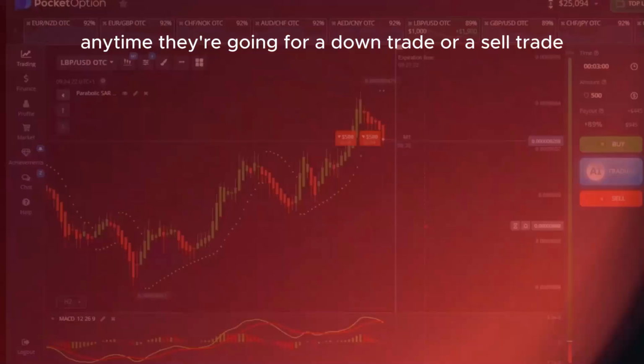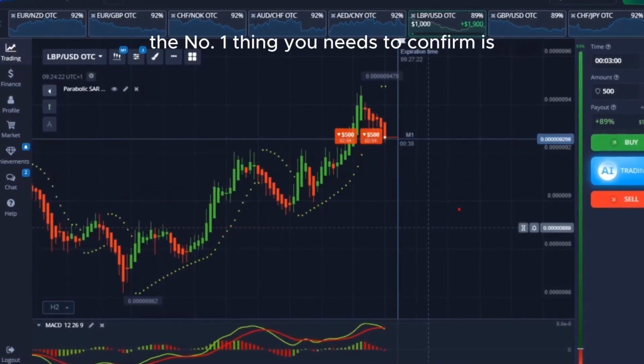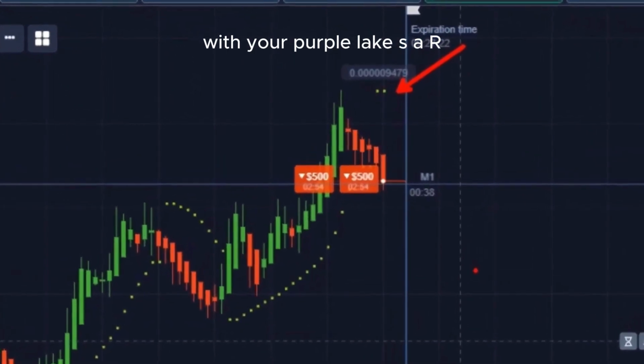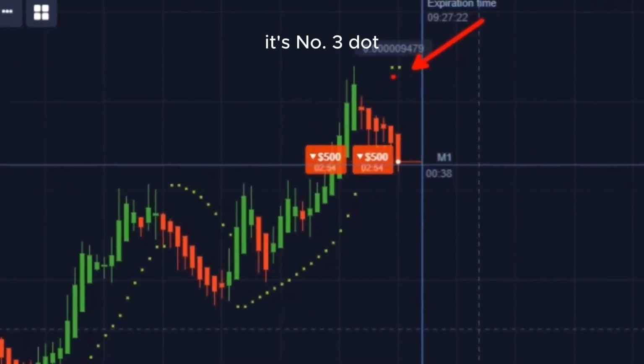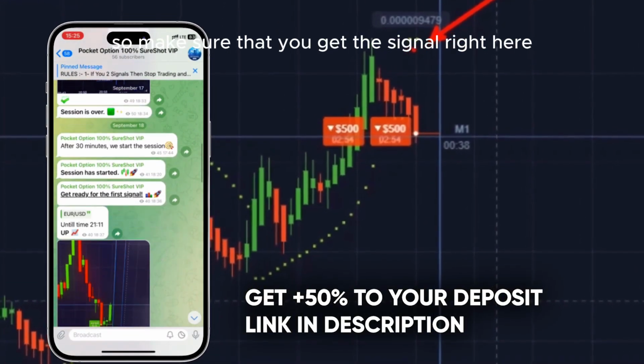Anytime you're going for a down trade or a sell trade, the number one thing you need to confirm is that you get a signal with your Parabolic SAR. It can be 1 signal, 2 signals, or 3 dots, but make sure it's not more than 5 dots. Make sure that you get the signal right here.